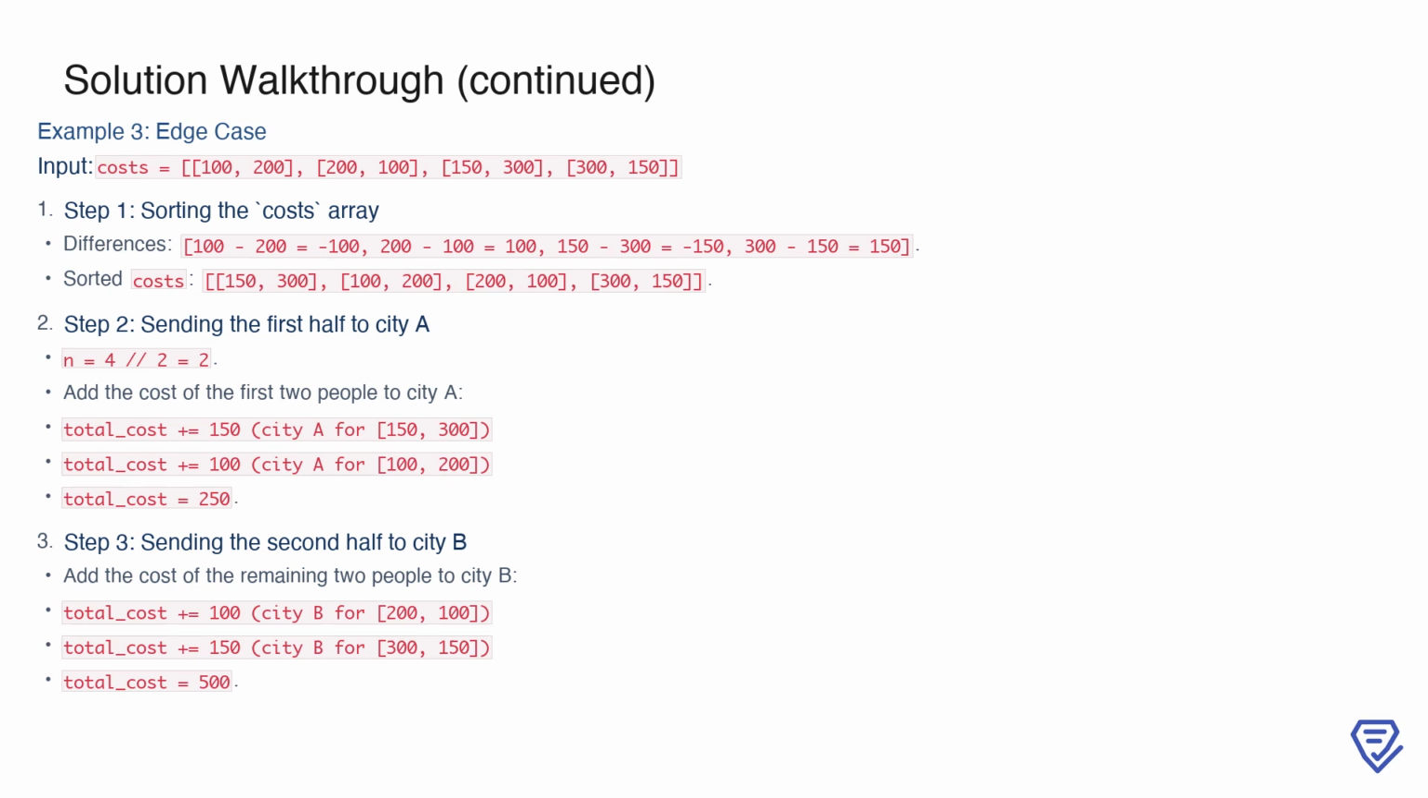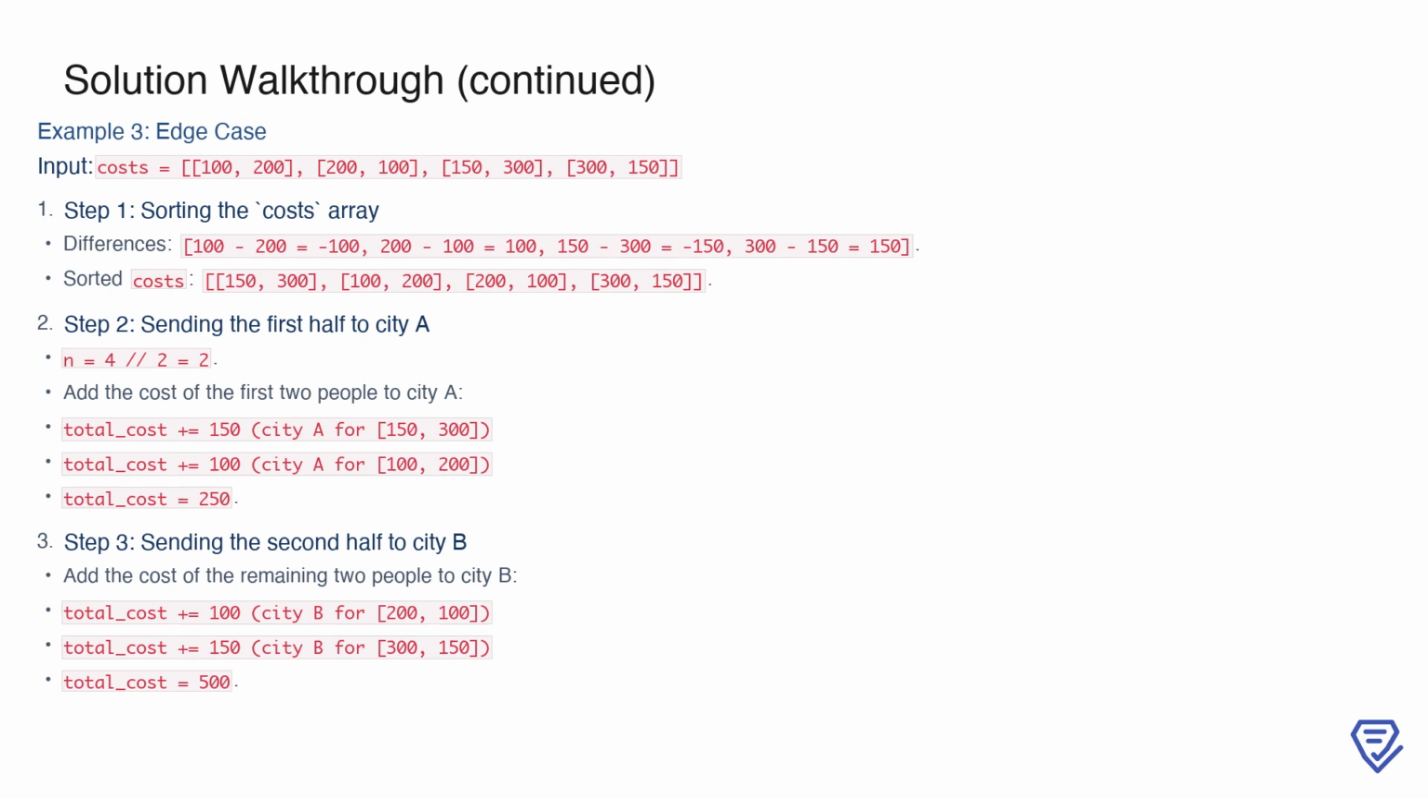Now, we assign the first half of the sorted array to city A. This means the first 2 individuals, 150, 300, and 100, 200, are sent to city A. Adding their costs, 150 and 100, gives a total cost of 250 at this stage.